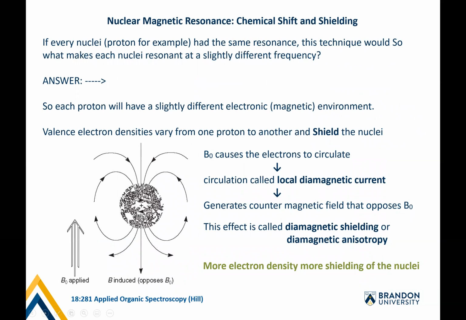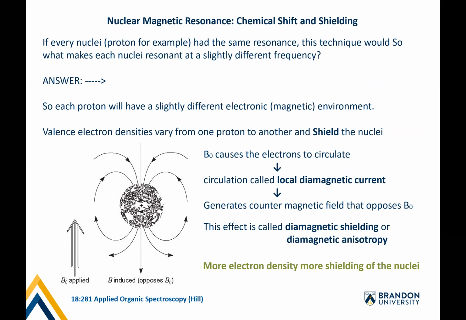What we're going to see is that the electron density around the atoms themselves is going to play an influential role in where each nucleus is going to resonate and be detected. Protons that have lots of electron density around them will take more energy to get them to resonate. And protons that are stripped of electron density are going to resonate at lower frequencies.